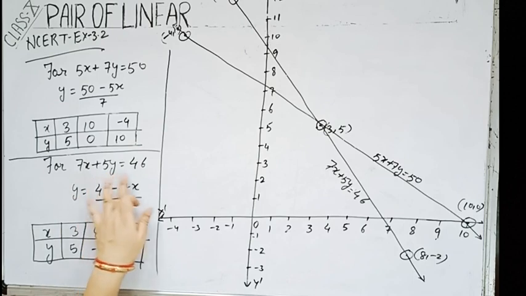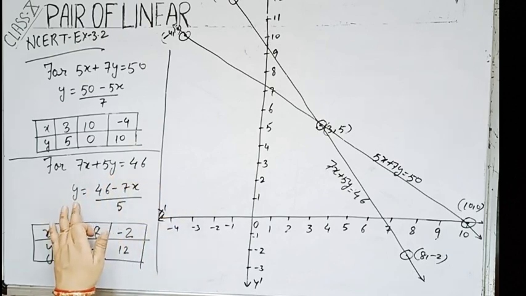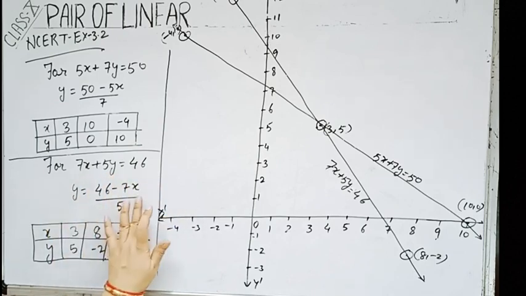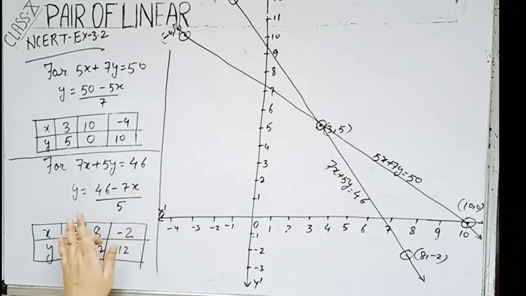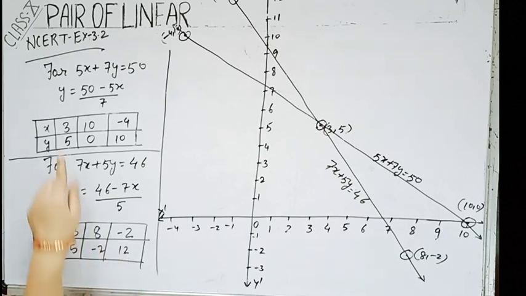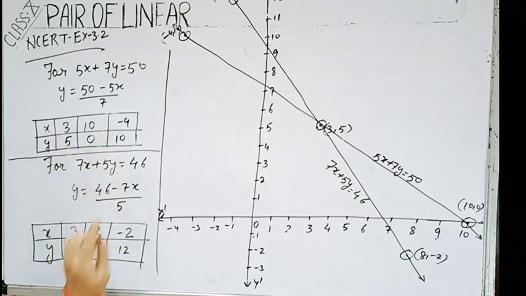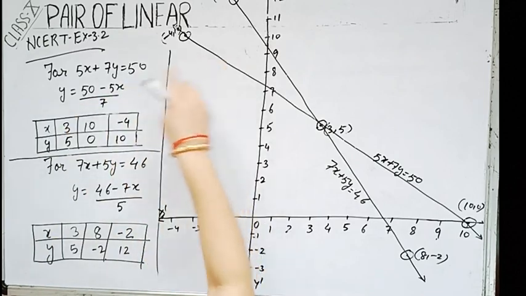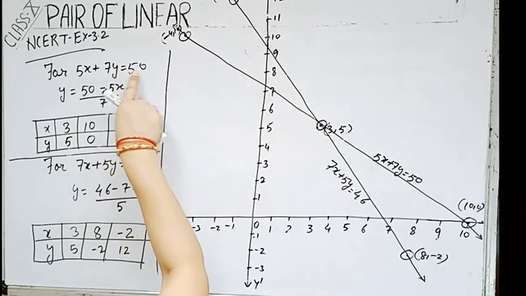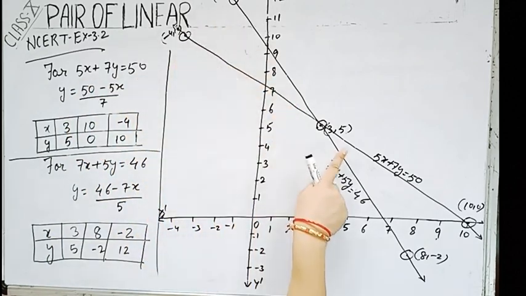Similarly 7x plus 5y equals to 46 implies y equals to (46 minus 7x) by 5. Substitution of different values of x will give different values of y. I substituted x equals to 3, 8 and minus 2 and got the value of y as 5, minus 2 and 12. By plotting these points, I got the line of the equation 5x plus 7y equals to 50 as this line.